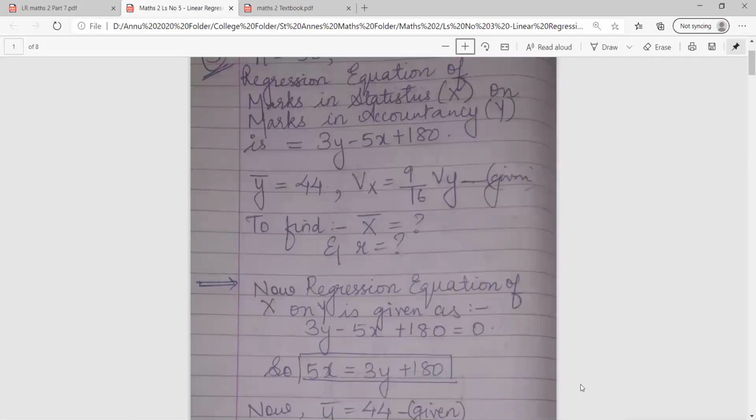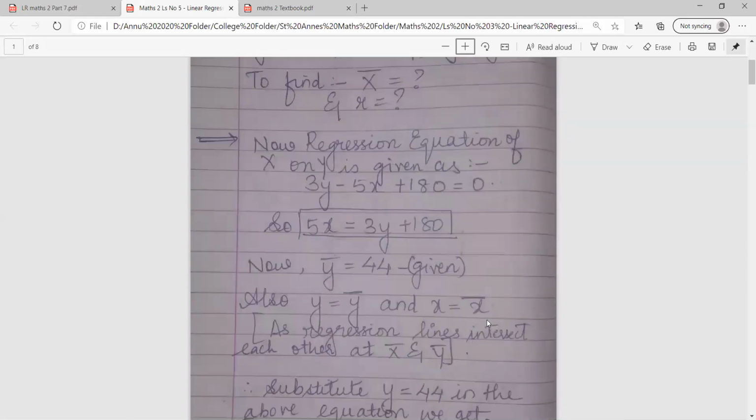So first we start to find the value of x bar. Now if you remember, class, I told you that y bar is nothing but value of y and x bar is nothing but value of x. So class, what are we going to do over here? In place of y bar, we'll substitute the value of y in the equation which is given to us. So as you can see, the regression equation of x on y is given to us like this. So we will arrange it first and write down 5x is equal to 3y plus 180.